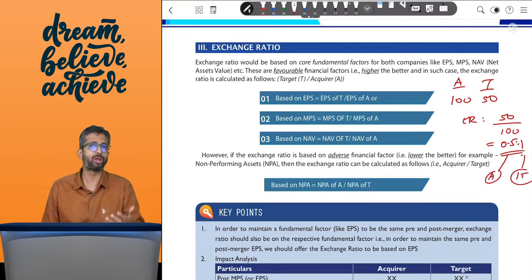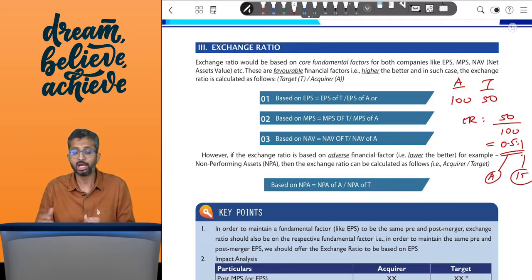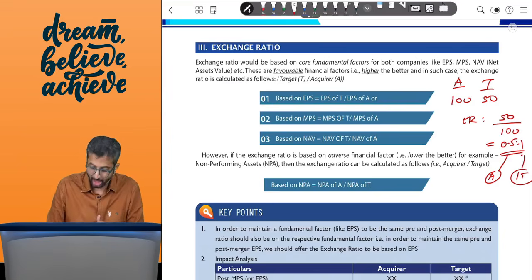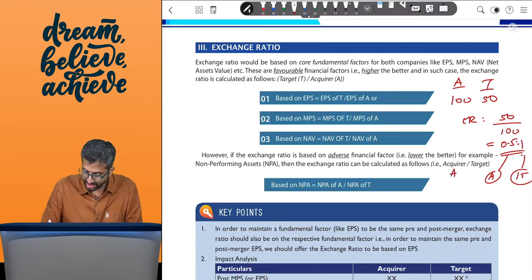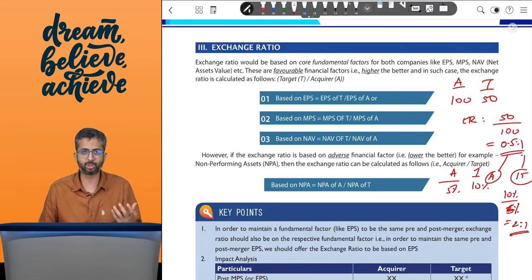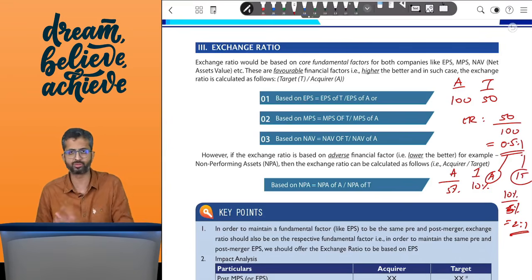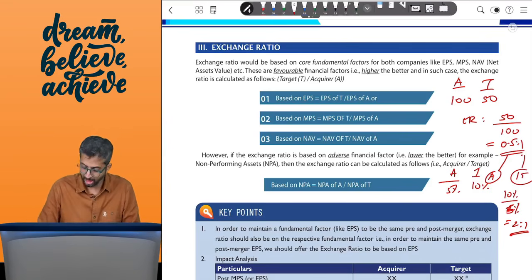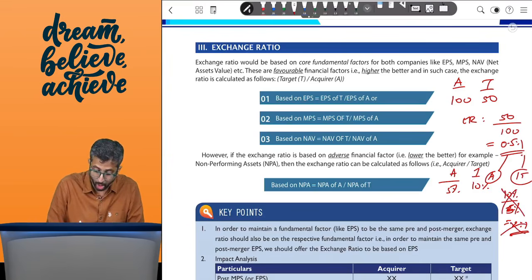However, in case there is an adverse financial factor, what do you mean by adverse? Lower the better. For example, NPA, non-performing asset, lower the better. Let us say the target has an NPA of 10%, the acquirer has an NPA of 5%. If I do target by acquirer, my exchange ratio is 10 by 5, that is 2:1. Well, that does not make logical sense because you are saying that for every one share of the target, you need to demand 2 shares of the acquirer. But it is NPA, lower the better. And as a result, the exchange ratio will be acquirer by target. Acquirer is 5%, target is 10%, and hence the exchange ratio will be 0.5:1.